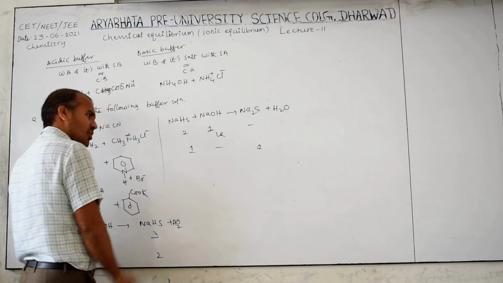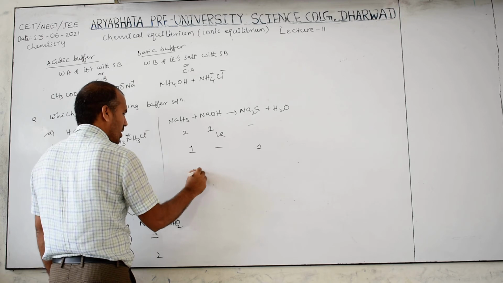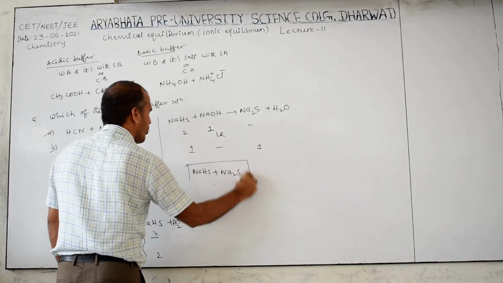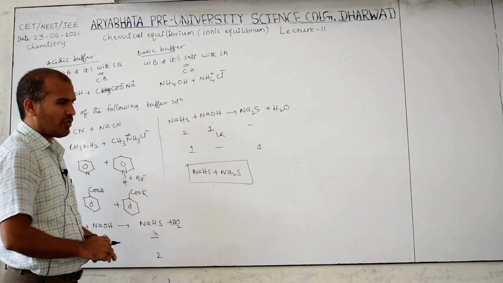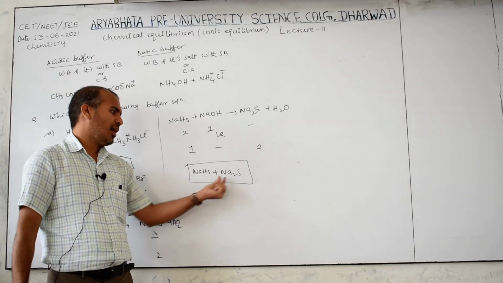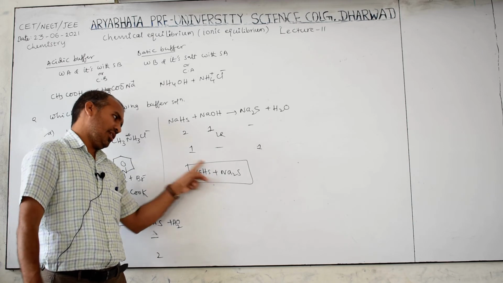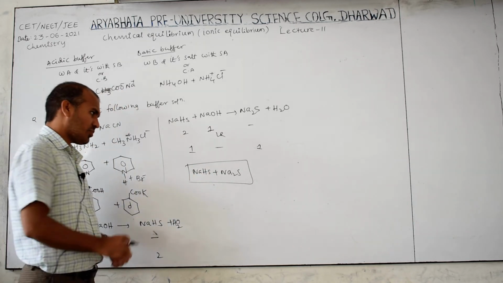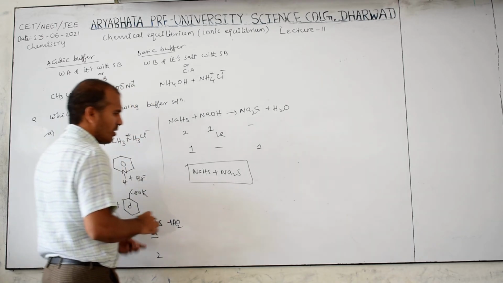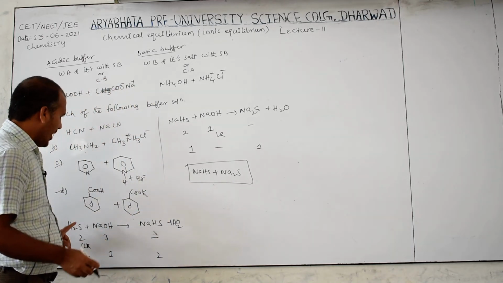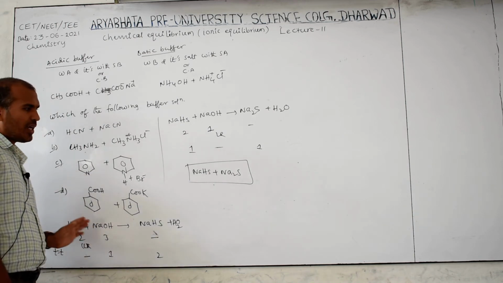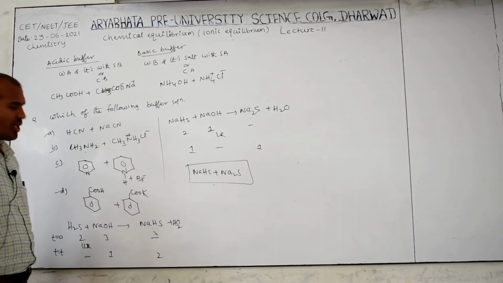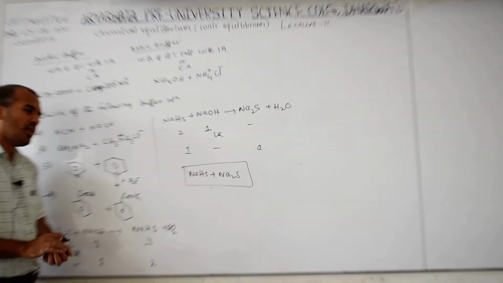Now in the reaction mixture, what is there? NaHS plus Na2S. We know that an acidic buffer means a weak acid and its salt. Now this is acidic in nature and this is its salt, therefore it is an acidic buffer. Keep in mind that a diprotic acid can form 2 acidic buffers, because the number of hydrogens is 2.